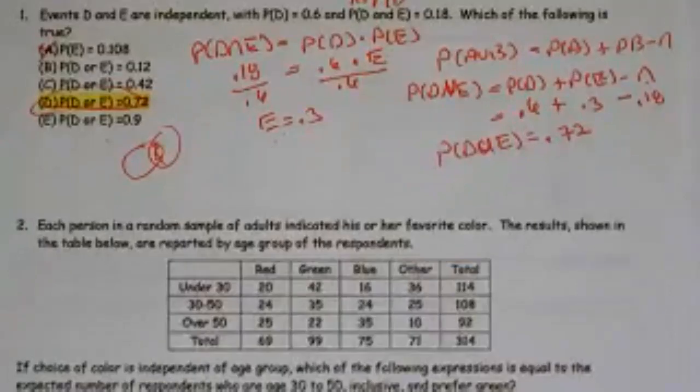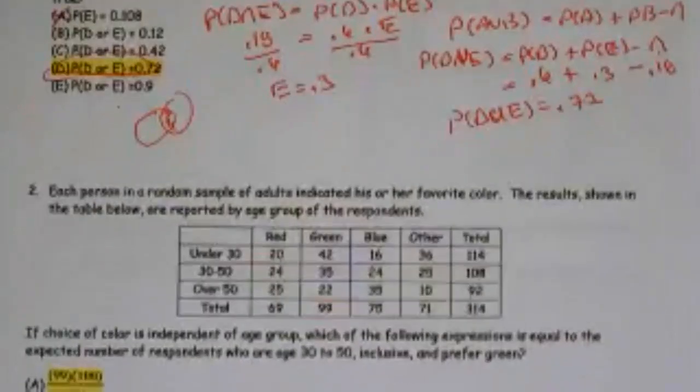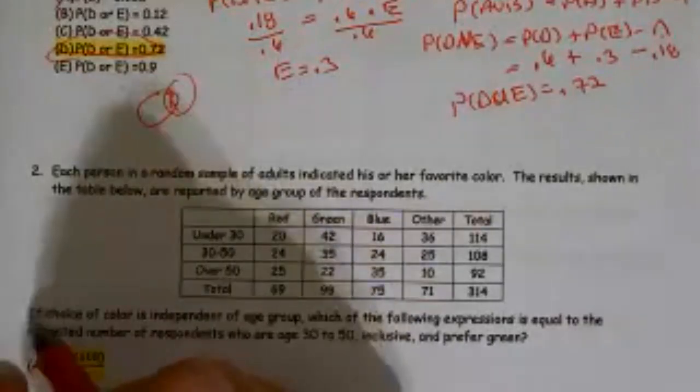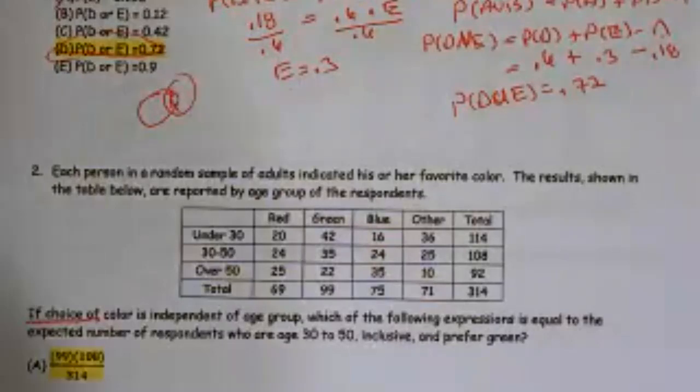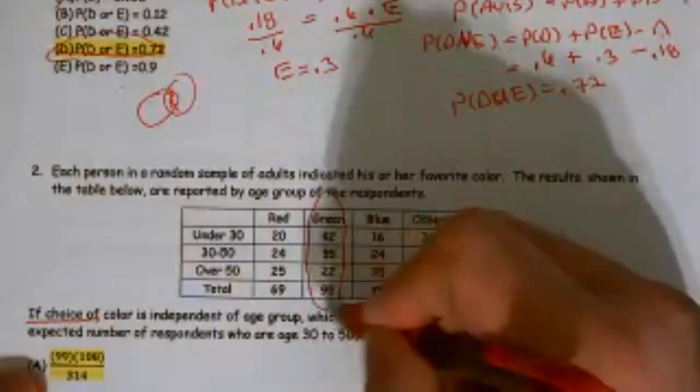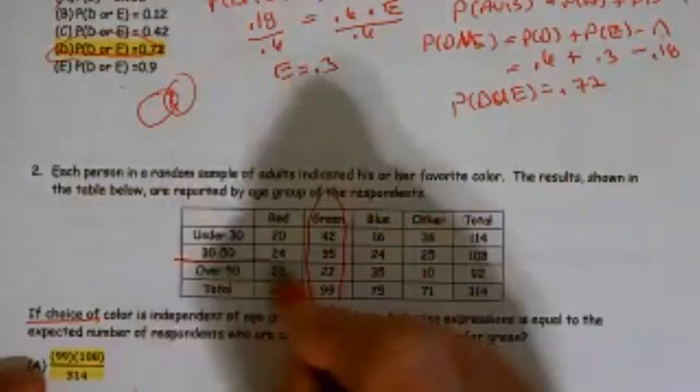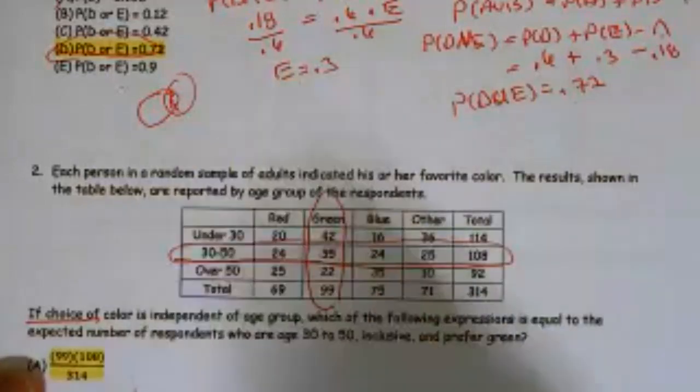Each person in a random sample of adults indicated his or her favorite color. The results shown in the table below are reported by age group of the respondents. If color choice is independent, when they say if, they're saying pretend. If it's independent of age group, which of the following expressions is equal to the expected number of respondents who are aged 30 to 50 inclusive and prefer green? So we want green, and independent of age group, which is the 30 to 50. Those are our two groups.